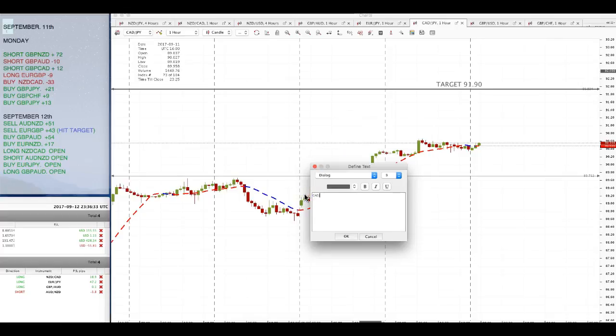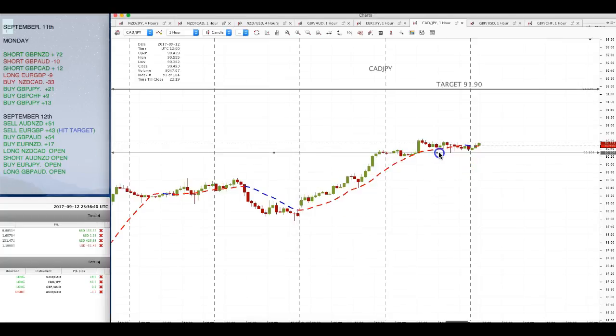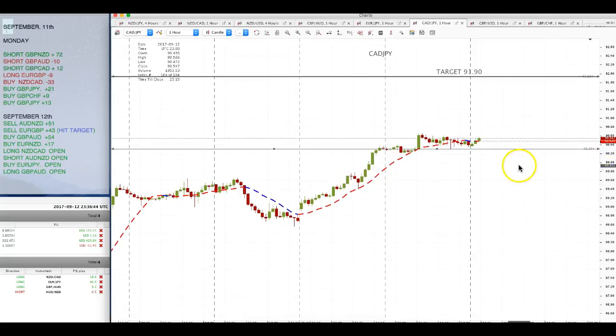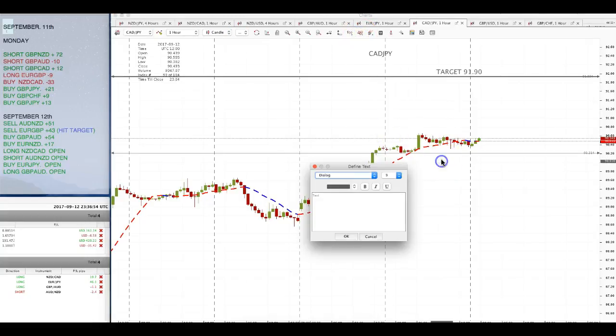Now notice the support level here. Here's the support, 90.30, and I would put my stop loss below the swing low, 90.20. So that would be a good stop loss below that.